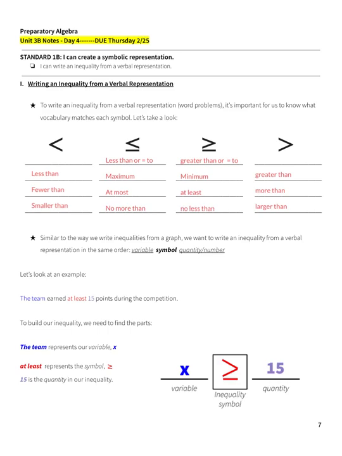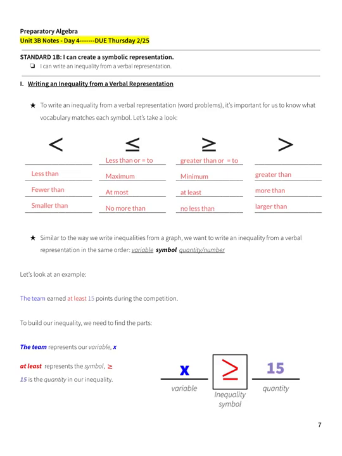It'll help you. So we're going to look at an example together now. Make sure that you have this information in your notes. Here we go. The team has earned at least 15 points during the competition. I highlighted blue, that's the team. They earned at least in red. See right here, it goes with at least. 15 points during the competition.